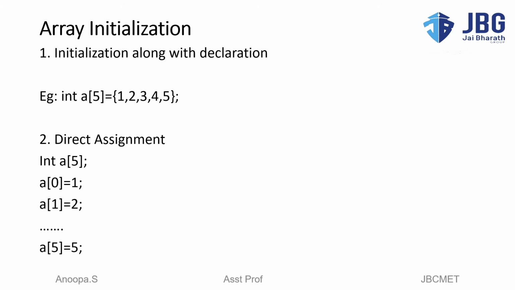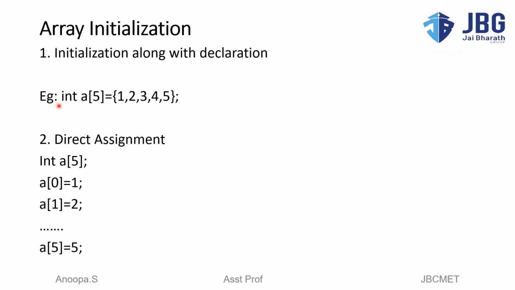Let us see array initialization. It can be done in two ways. Either we can directly initialize, initialization along with declaration. When we declare an array, we can initialize the elements. So int a[] = {1, 2, 3, 4, 5}. So a[0] will contain the value 1, a[1] will contain 2, a[2] will contain 3, a[3] will contain 4, and a[4] will contain 5.